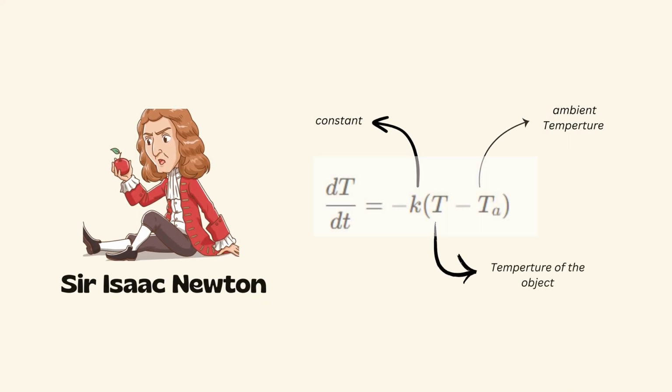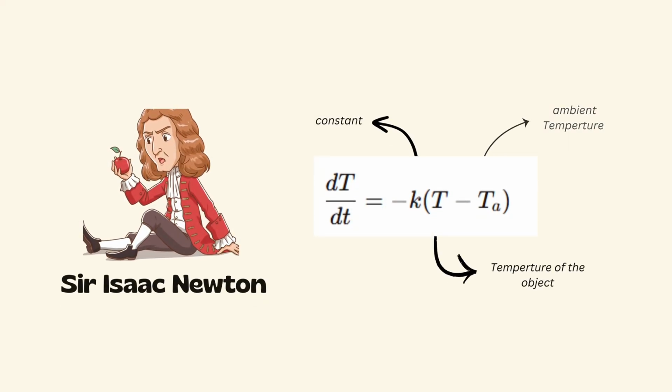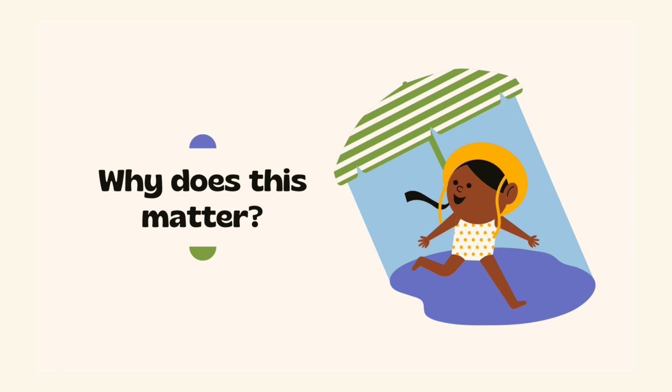The mathematical expression for this law is simple yet powerful. The derivative of temperature over the derivative of time equals negative K multiplied by T minus TA. T is the temperature of the object, TA is the ambient temperature, and K is a constant that represents how quickly the object cools. But why does this matter?